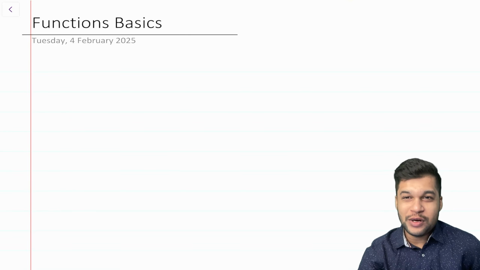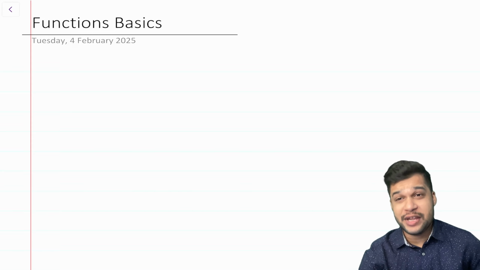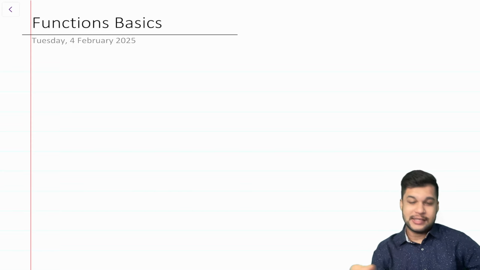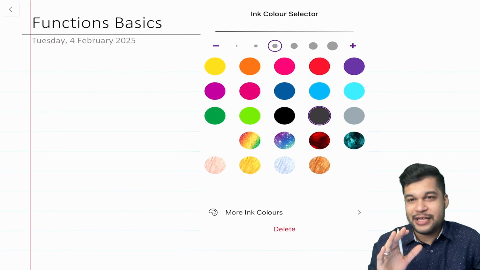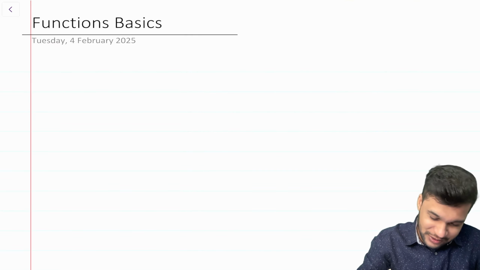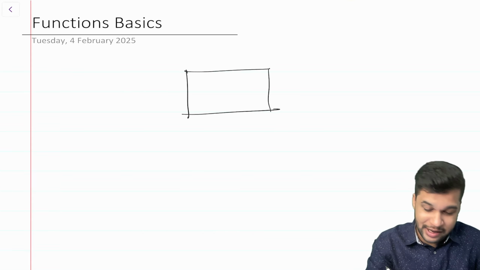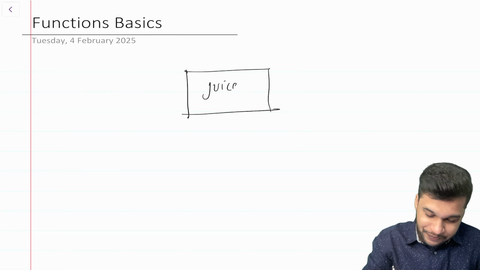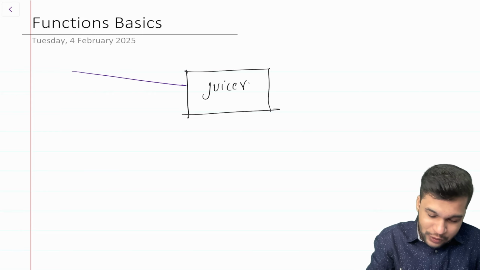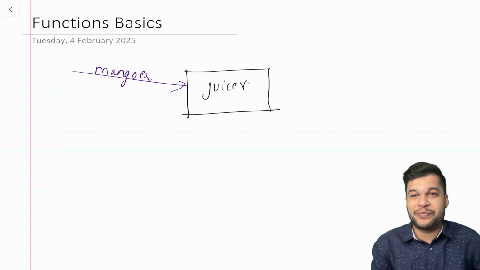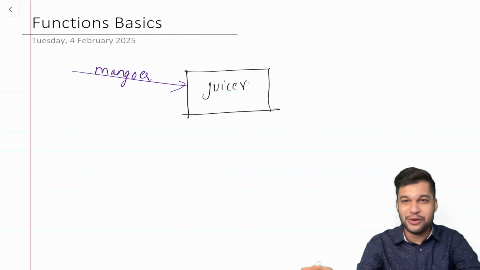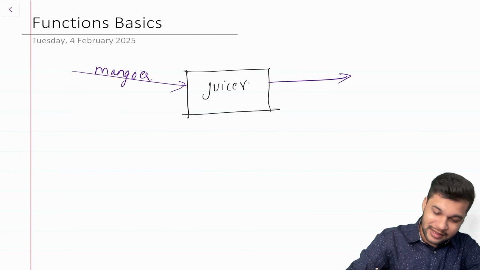So today we are going to learn a topic called functions, which is very important and very interesting. So let's learn. Let's say you have a juicer. This is a very classic example that I give to each and every student of mine. Let's say you have a juicer. If you put mangoes inside the juicer, what do you get? You get mango juice, right? That's so obvious.